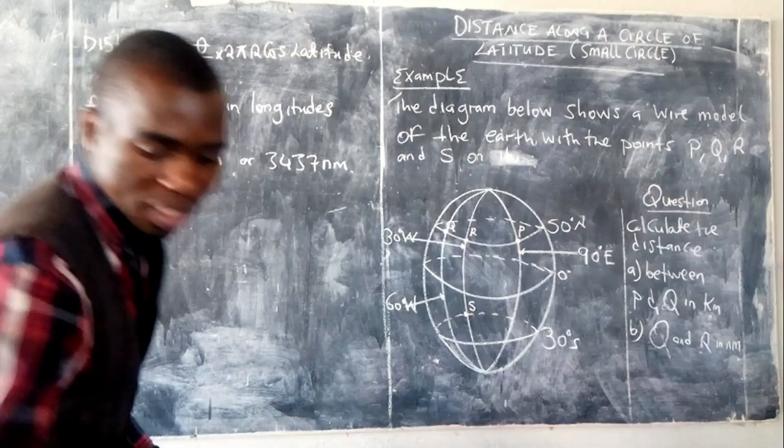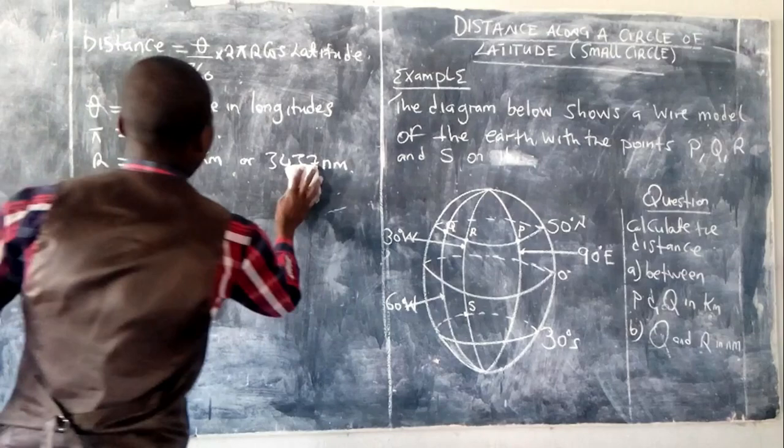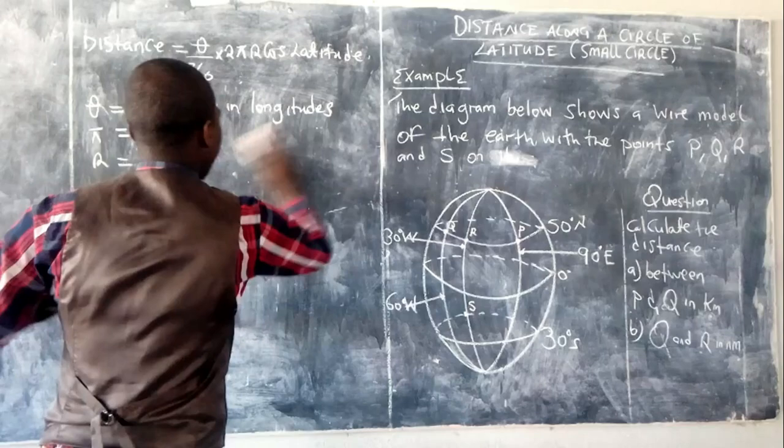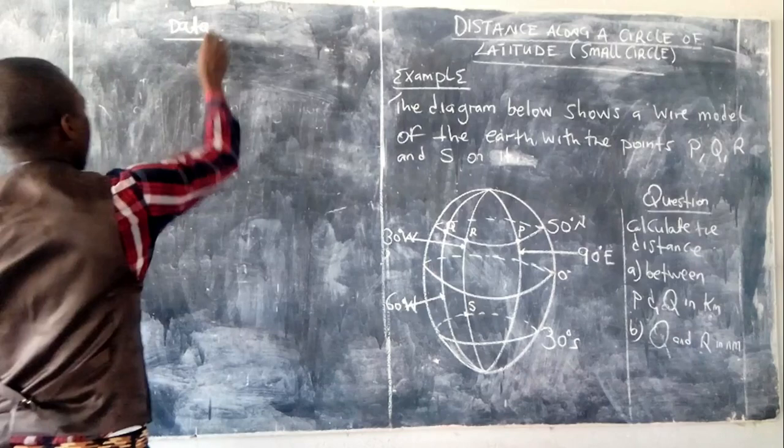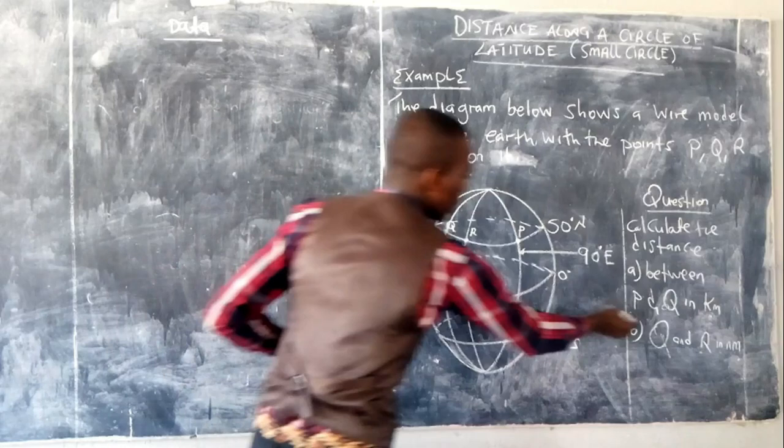Alright, so we can get rid of this one. Then we now write the data. So the first thing to do is to collect the data. So let's collect the data to solve that question. This one will be data for A. We know that A is for the first one, since they are saying between P and Q. So we are going to write the coordinates for P. That's the first thing we do.